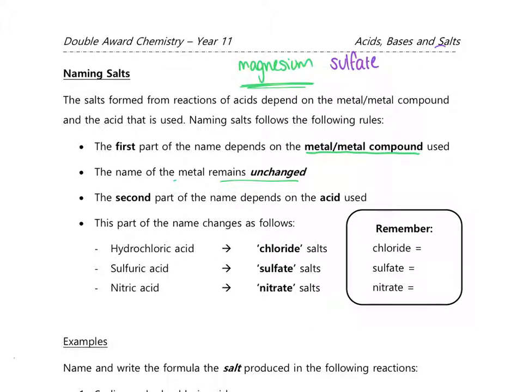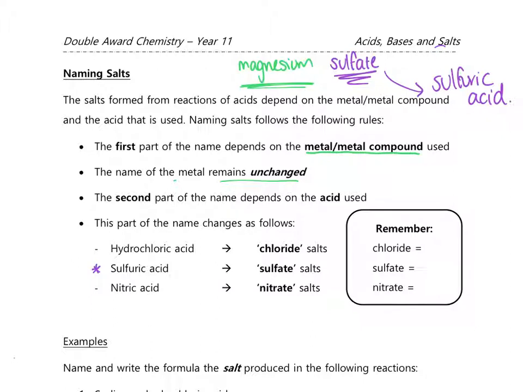But the second part of the name, sulfate, you can have a think, what does that sound quite like? Well, it comes from sulfuric acid. So that means the second part of the name of a salt always comes from the acid that is used, but its name does change. So it's not magnesium sulfuric, it's magnesium sulfate. And that acid name always changes to the same thing each and every time. So you can see that here in the second point. Sulfuric acid gives you sulfate salts. That's the second part of the name.